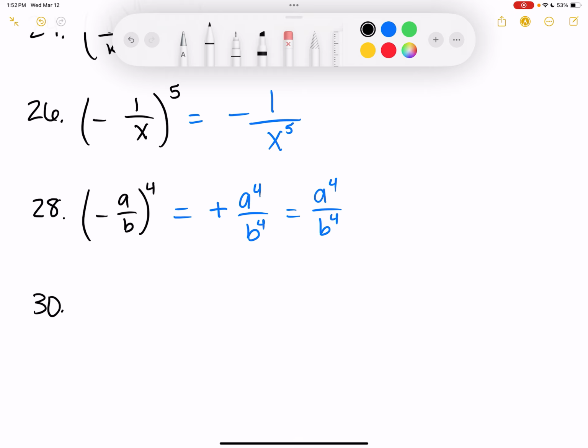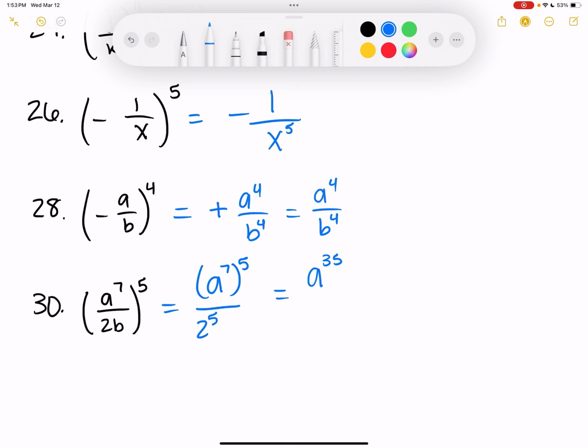All right. 30. A to the 7th over 2b, all raised to the 5th. Ooh, this one's different. I think I know what we're doing. You distribute. So the top, I'm just going to write this out step by step so we see it. This would be a to the 7 raised to the 5, which would be a to the 35th, because we would multiply that. Now on the bottom, what happens? You gotta distribute. 2 to the 5th and b to the 5th. It goes on both pieces. So then, what is 2 to the 5th? 32. 32, b to the 5th is what I would be left with. So a to the 35 over 32, b to the 5 would be the answer to that one.